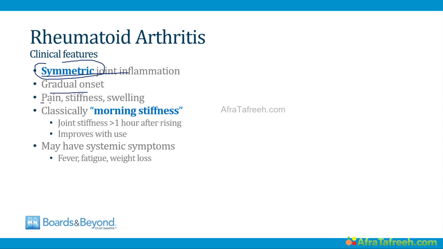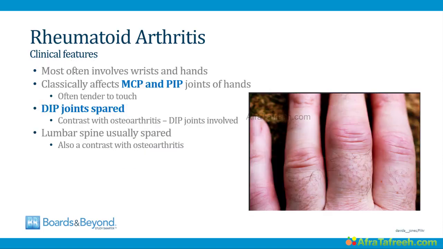Patients complain of joint pain, stiffness, and swelling. Classically, RA causes prolonged morning stiffness, so patients with RA will complain of joint stiffness in the morning. Often that lasts more than 1 hour after rising, and that gets better with use. And remember how we talked about that osteoarthritis can have morning stiffness, but it usually lasts less than 30 minutes. And then because this is an autoimmune condition, RA can lead to systemic symptoms, so patients can have fever or fatigue or weight loss associated with their joint pain.